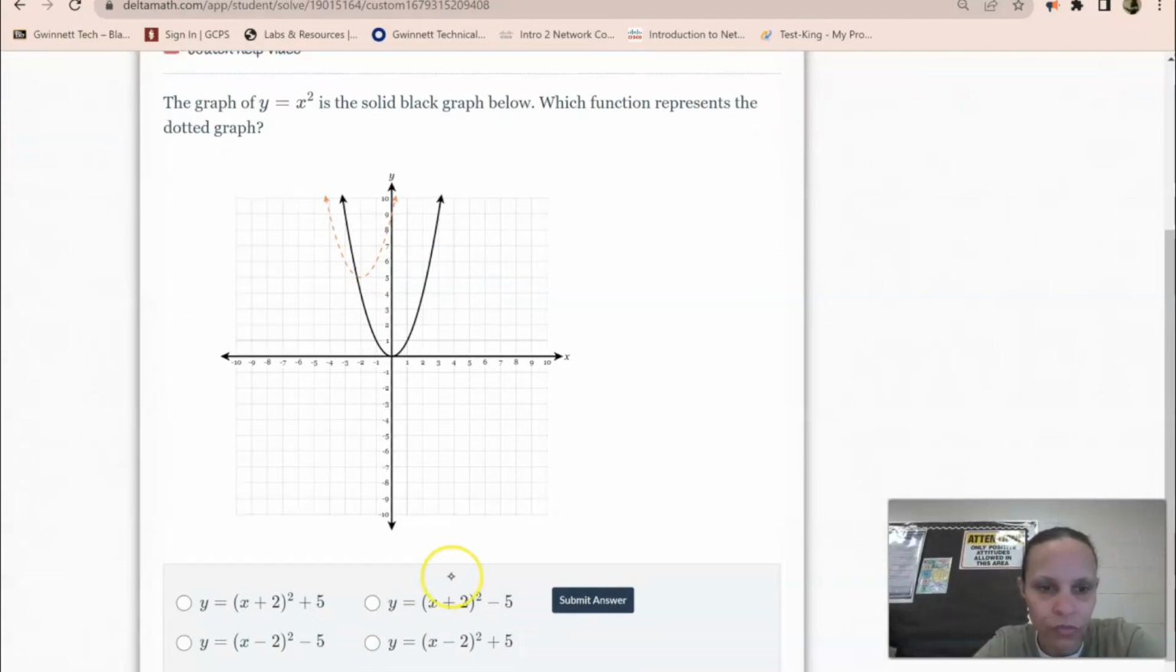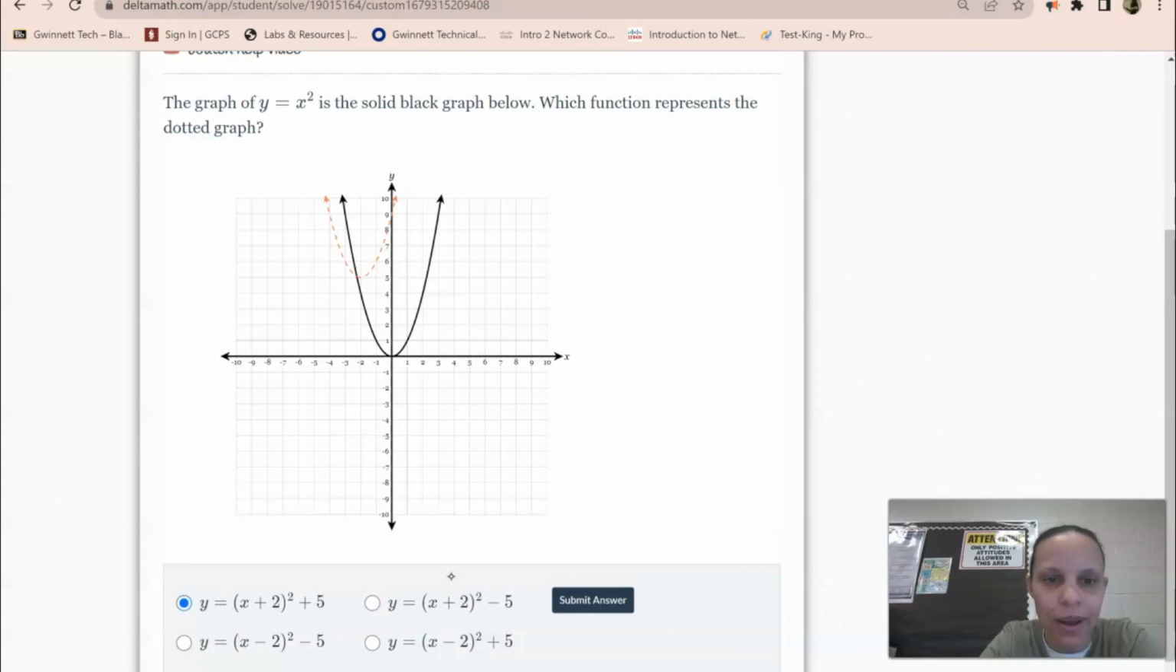So here's another example. There are no shifts, so there should be no negatives. What do I do here? I went left 2, up 5. So remember, left, I would think, because it's going in the x direction, left would be minus 2, but it's opposite, so I'm looking for plus 2 inside. So it's either this one or this one.